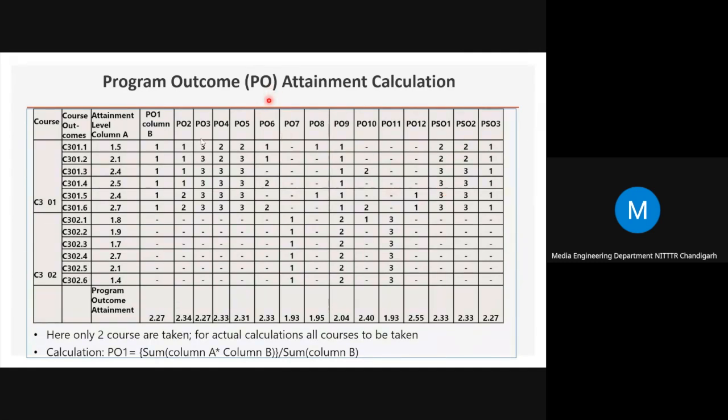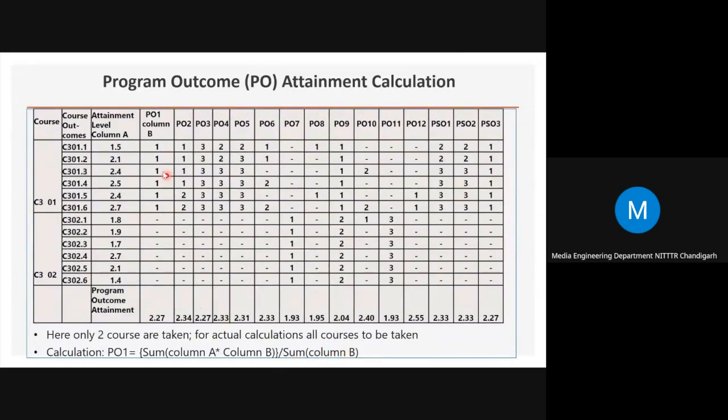So these columns are CO-PO mapping columns, and these values have been taken from the CO-PO mapping table. These are the values which we have calculated for the CO attainment using the procedure which I described in the previous session, right? Now for the PO calculation, first we'll be seeing this PO attainment calculation for PO1. Here you can see the formula: sum of column A into column B. We will multiply column A with column B, and then we'll take the sum, and then we'll divide that sum by sum of column B.